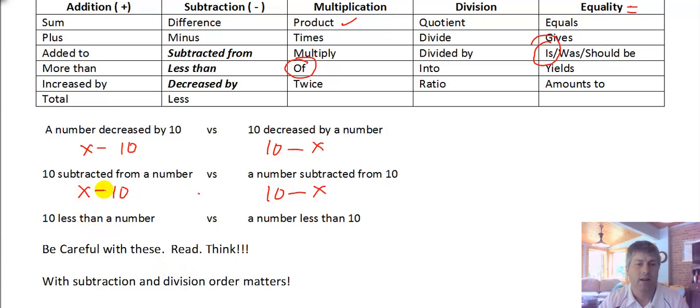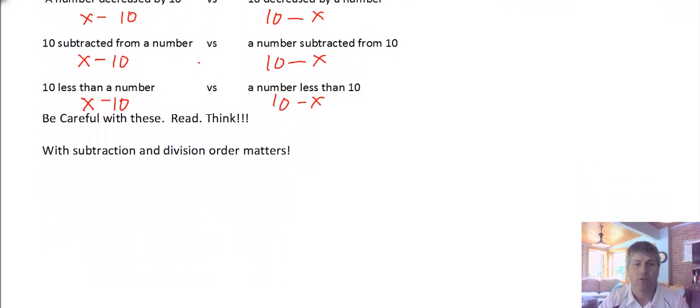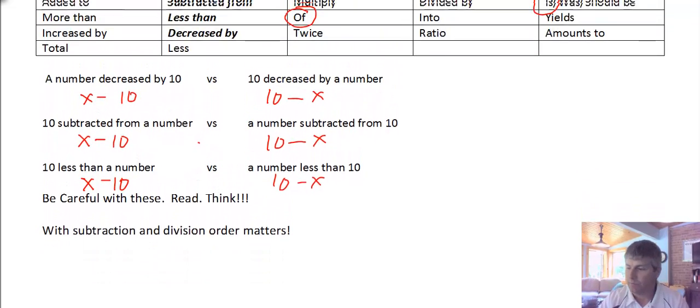10 less than a number, well, I'm at least being consistent here. 10 less than a number is going to be x minus 10, versus a number less than 10, taking some number away from 10: 10 minus x. So you've got to be careful with these. You've got to read, and sometimes you have to think, and you might have to put numbers in. Use an example in your head. Okay? So be careful with that.